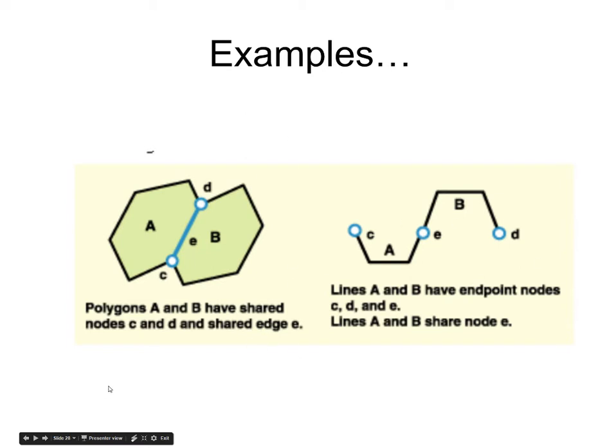So in these examples, polygons A and B have a shared edge of E, and that shared edge is coincident and stored twice in the database. The same with these two lines. Line A is defined by node C and E, and line B is also defined by that node E, but another node D. So this node here is stored in the database twice as part of the definition of this line and part of the definition of this line.